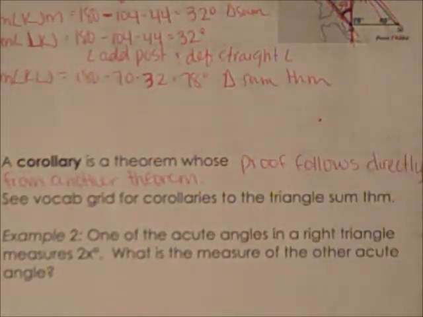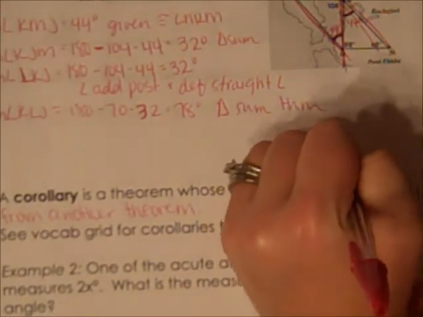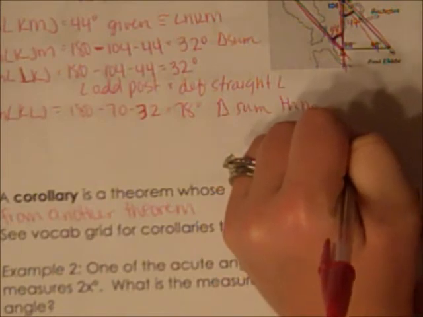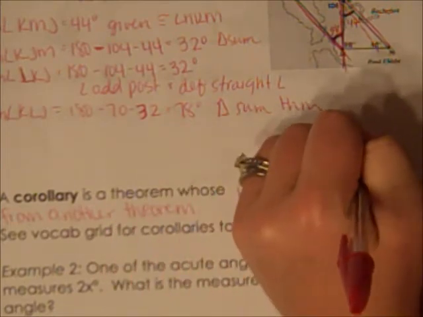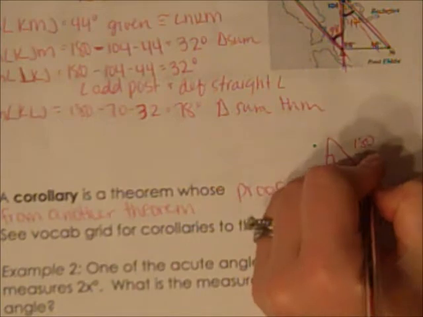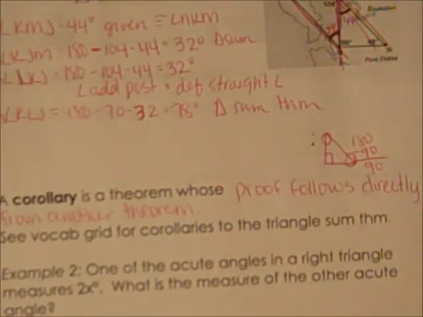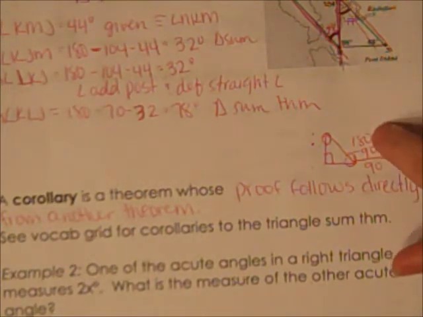So the first one is 4-2-2, and it says the acute angles of a right triangle are complementary. And we know complementary means they add up to 90. So this one comes off of the triangle sum theorem. If all three angles have to add up to 180, and you've already used 90 for that right angle, then it just makes sense that the other two have to add up to 90. So this is a corollary, because it's based off of the triangle sum theorem.